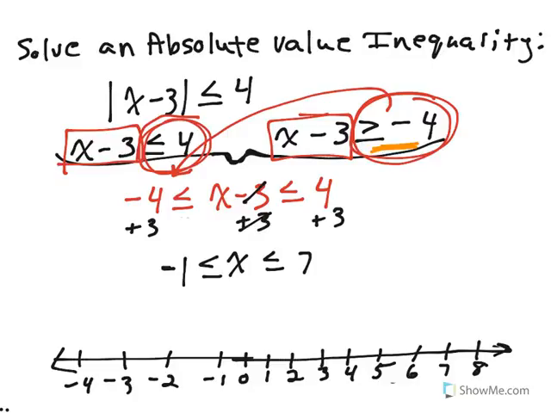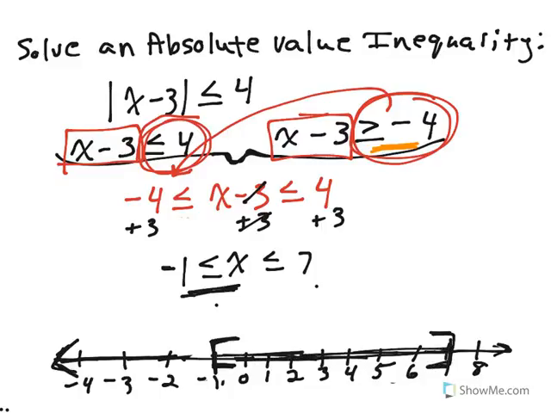So I find my negative 1, x is less than that, so I'm going to use my square bracket because of the equal sign, and I'm going to shade. Then I'm going to find my 7. Actually, I put that the wrong way. Negative 1 is less than or equal to x, meaning x is greater than negative 1 or equal to. I put it the wrong way. Now I find the 7 and x is less than or equal to the 7, and then I shade in between the 2 brackets.